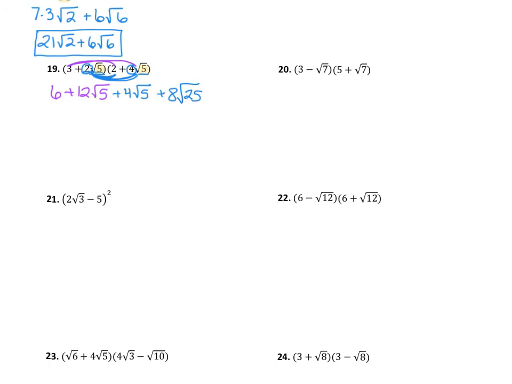Now I want to simplify this just like when we do operations with polynomials. So I want to look, well, I can combine these middle guys. And so 12 root 5 plus 4 root 5 is 16 root 5. And then I'm going to bring down this 6. Now this can be simplified because 25 is a perfect square. The square root of 25 is 5. So really this is the same as 8 times 5, which we know is 40. Well, 40 is a like term with 6. So I'm really just going to get 46 plus 16 square root of 5.